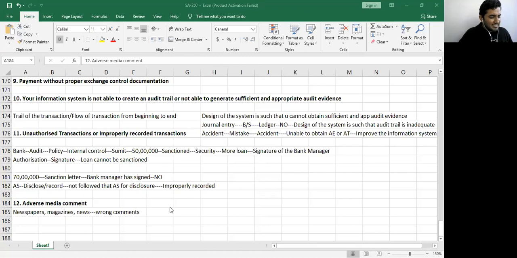Question number 3 of SA-700. So everyone please come to question number 3, SA-700. Question number 3, SA-700 says, what are the considerations required for an auditor to form an audit opinion? What is the question asking? When you are giving an audit opinion, what things should you keep in mind, what things should you take into consideration when you give an audit opinion?